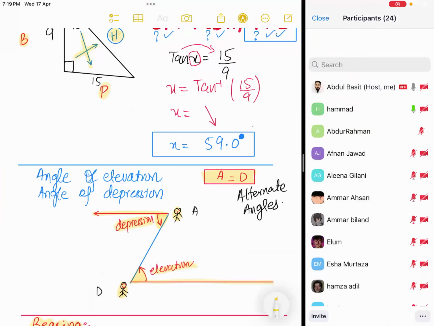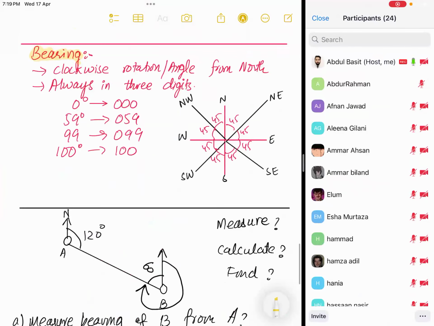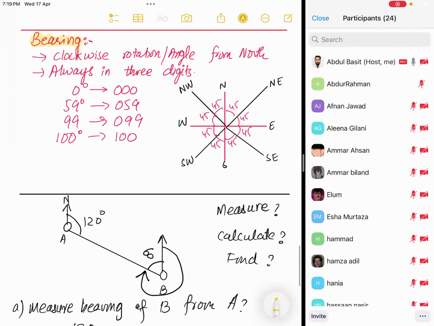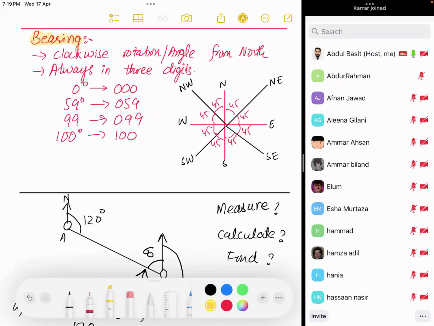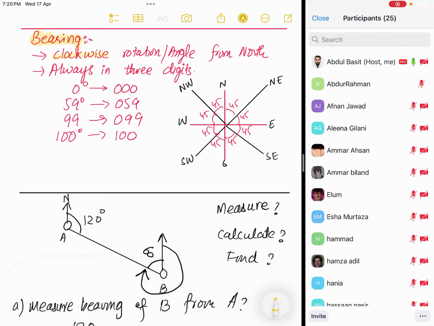Okay. Then we have the concept of a bearing. First of all, remember that bearing is very easy. Just try to understand one thing. You have to grab these two points very quickly. Bearing is a clockwise rotation, and it is an angle from the north. It is always in three digits.